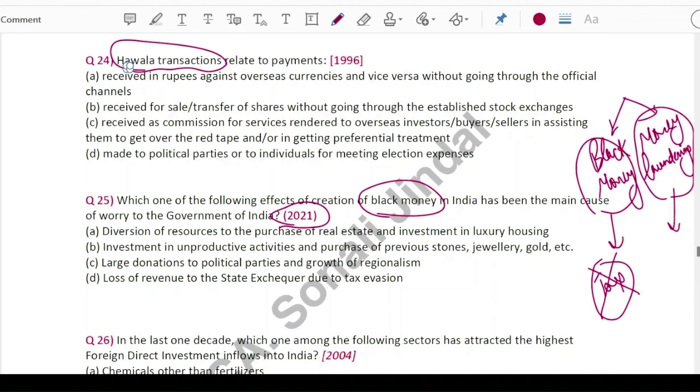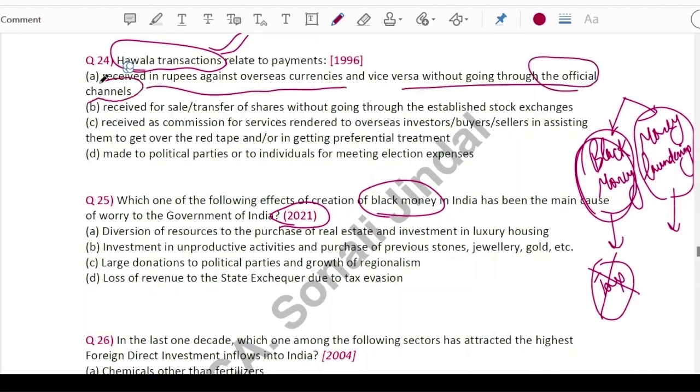Hence, hawala transactions are those transactions which are used to clean proceeds of crime, that is money laundering. Here, money is sent overseas through unofficial channels. Hence, for question 24, answer is A. That is, received in rupees against overseas currencies and vice versa without going through official channels.